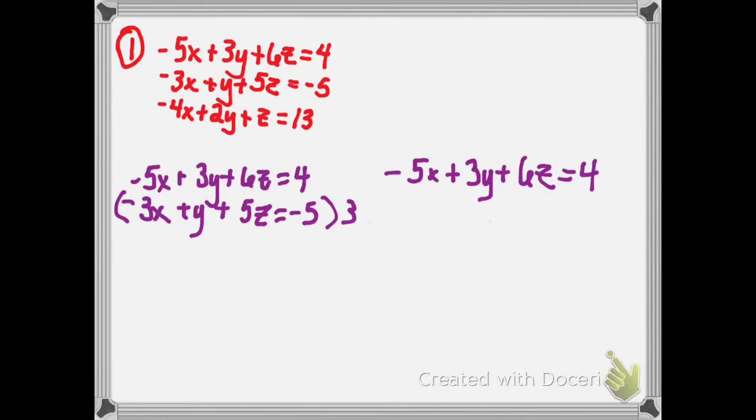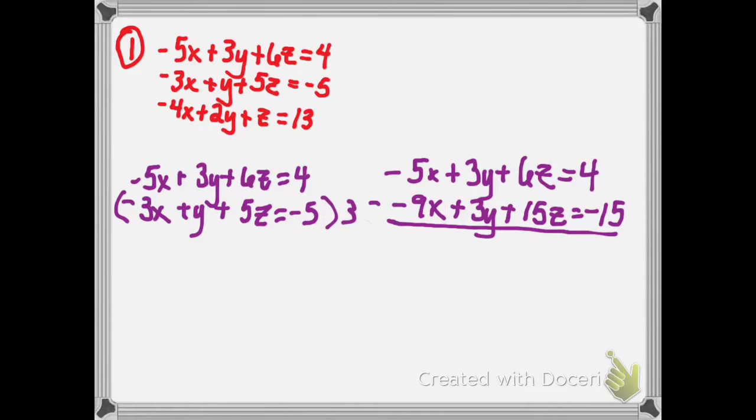So when I do this, I got to multiply all the way across, so I have negative 9x plus 3y plus 15z equals negative 15. Then in order for these to cancel out, I'm going to have to subtract. So negative 5 minus negative 9 is positive 4x. Your 3y's cancel. And then 6 minus 15z is negative 9z. And then 4 minus negative 15 is positive 19.